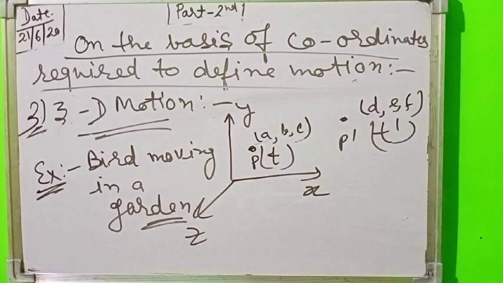So I think all these things are clear to you: the classification of motion, rest and motion as relative terms, and how they are relative. Now in the next video, tomorrow's video, we will discuss point object and extended object, then position, path length and displacement, and in the same context we will discuss frame of reference.